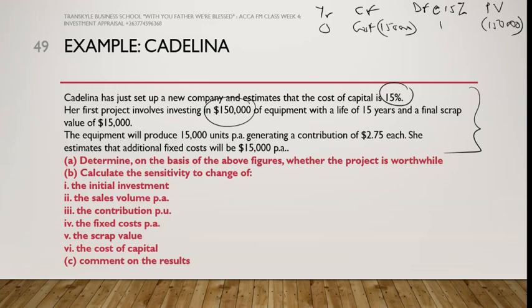We are also told that the equipment will produce 15,000 units per annum, generating a contribution of $2.75. The life of the equipment is 15 years, so we have a constant income flow, constant cash flows, from year 1 to 15. This is a form of annuity over 15 years, and this is going to be the contribution.